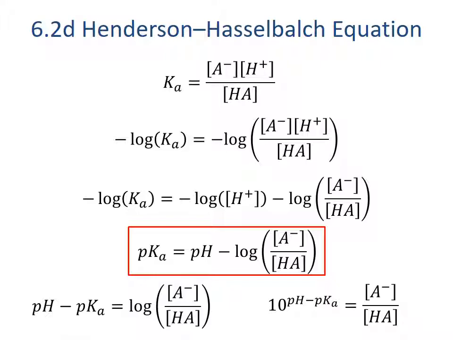If pH is greater than pKa, we know that 10 will be raised to a positive power, and we'll have more A- than HA. If pKa is greater than pH, we know that 10 will be raised to a negative power, and that will give us more HA than A-. And if pKa and pH are equal, we will raise 10 to the 0 power, which equals 1, meaning A- and HA are equal. These conditions are the same ones we mentioned in the last slide, but now we have a way to quantify this relationship.